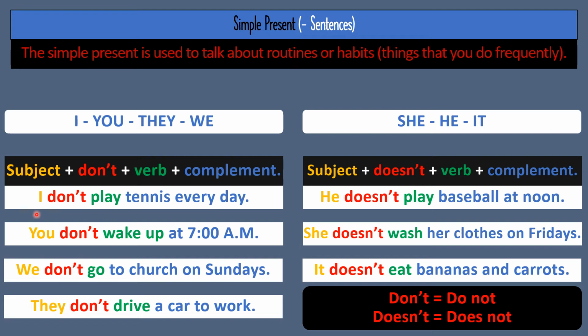For example, I don't play tennis every day. You don't wake up at 7 o'clock a.m. We don't go to church on Sundays. They don't drive a car to work. And here, he doesn't play baseball at noon. She doesn't wash her clothes on Fridays. He doesn't eat bananas and carrots. Remember, don't is similar to do not, and doesn't is similar to does not.